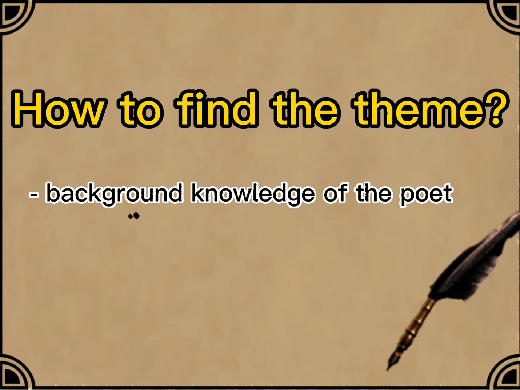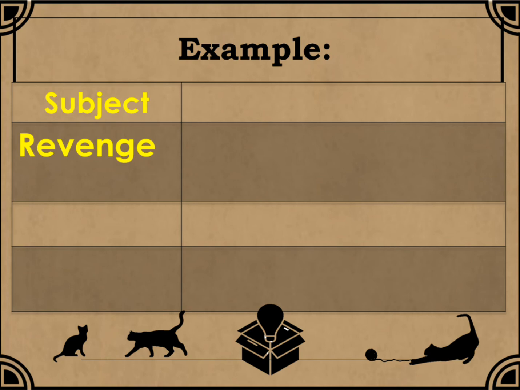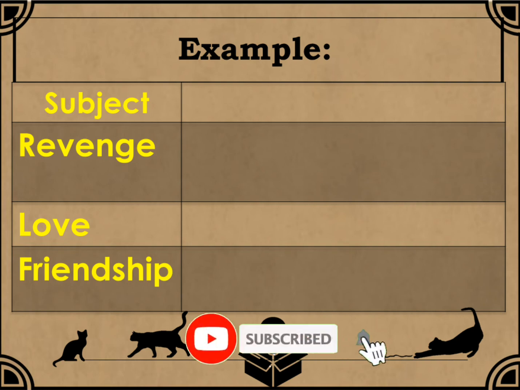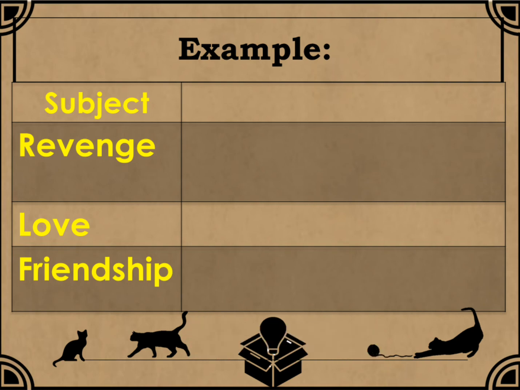The subjects are revenge, love, and friendship. As you can see, they are communicated in one word. How can you make your theme based on the subject? For example, the subject is revenge. What do you think will be the theme?